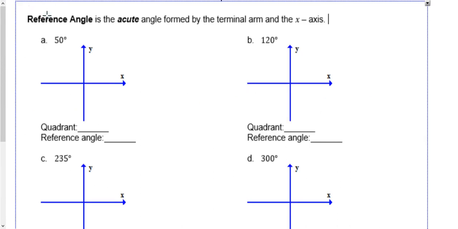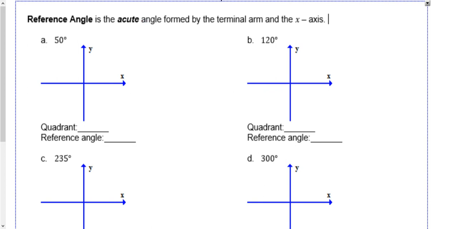On this next page here, we're going to talk about reference angles. Okay, reference angles. So what is a reference angle? A reference angle is the acute angle, acute meaning between 0 and 90 only, formed by the terminal arm and the x-axis. So you're always looking back towards the x-axis.